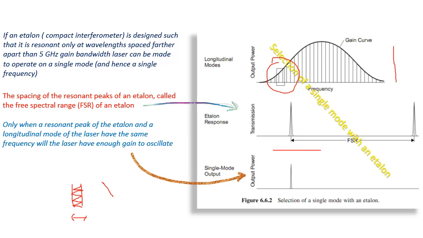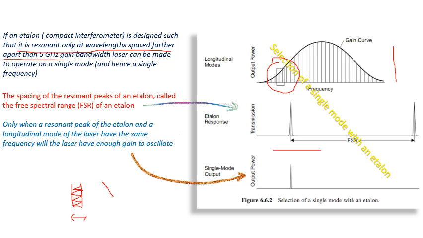So if we design it in a way that it resonates only at a wavelength spaced further apart than the 5 gigahertz, how do we find a wavelength? We can find out wavelength from the frequency, and we can find out the frequency from the wavelength.